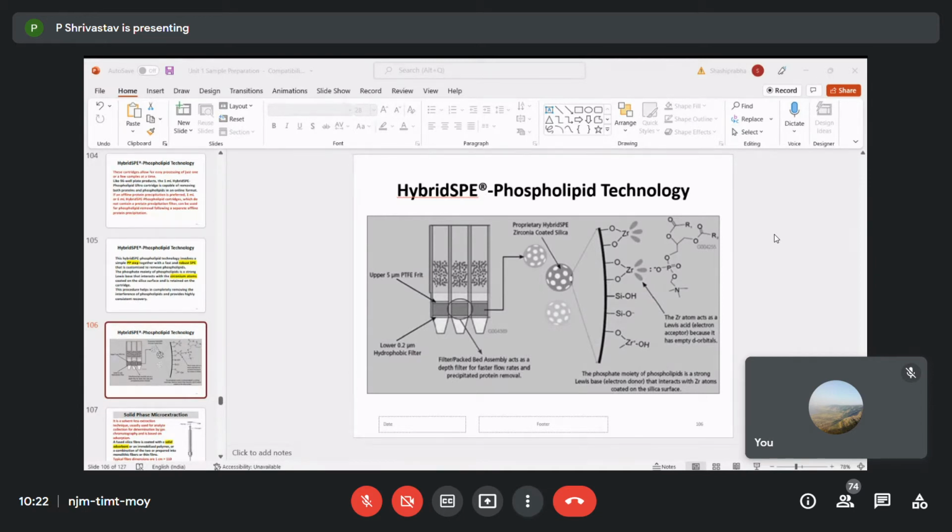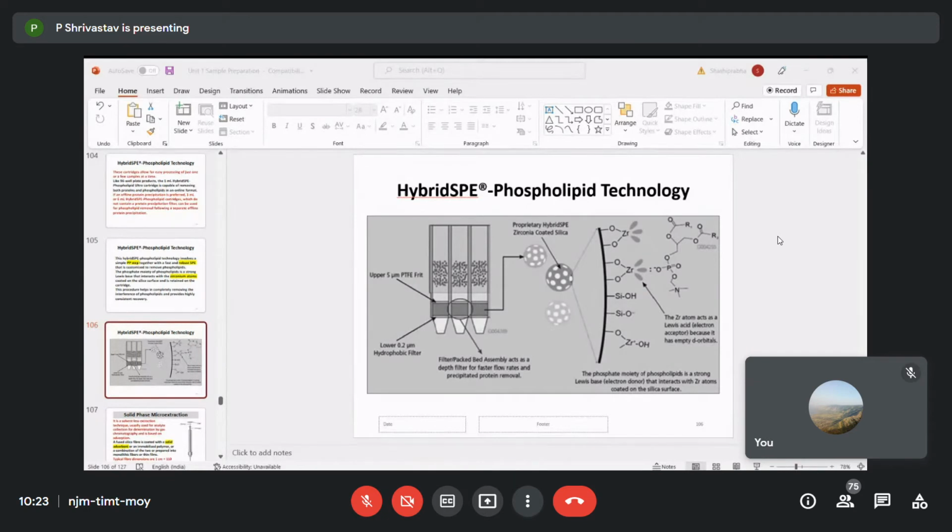So now this again is silica based, but it is chemically modified. It has zirconium attached to the silica surface. What does this zirconium do? Zirconium acts as a Lewis acid because it has vacant d orbitals, and we know these are the structures of phospholipids. This is one such structure. There are many other structures of phospholipids, but these are Lewis bases. So phospholipid acts as a Lewis base, and the zirconium is bonded with the silica surface.